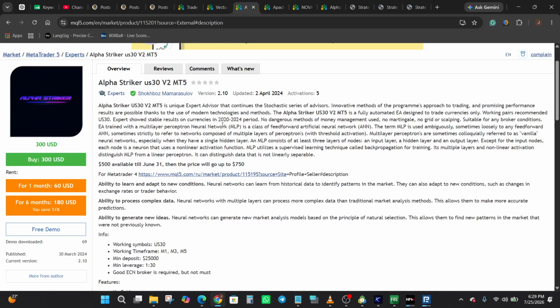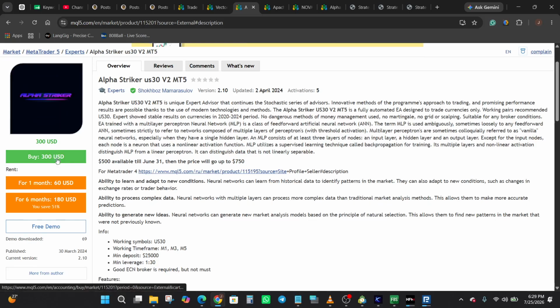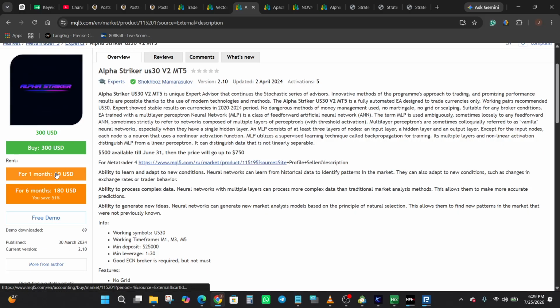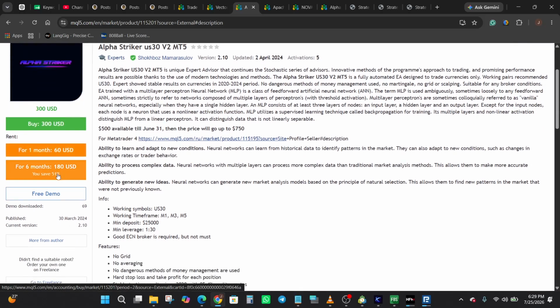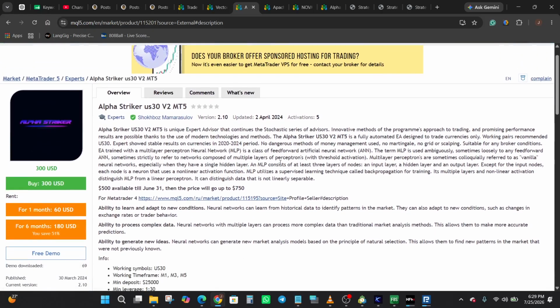It is developed by Shockboz Mama Rasulov, currently on version 2.1, last updated on the 2nd of April 2024 with 5 activations. It is priced at 300 US dollars to buy with a monthly rental at 60 US dollars or a 6-month option at 180 US dollars, saving 51%. The page also notes a scheduled price increase is coming at a future date, so that is worth checking if you are on the fence.